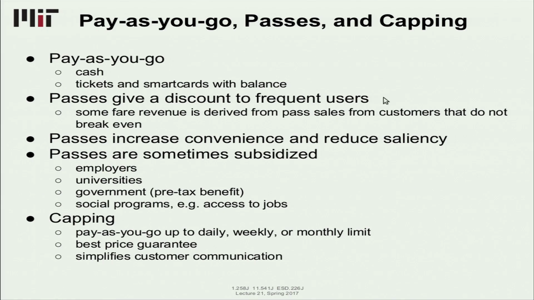Then there's passes. The idea of a pass is that you prepay for 3 days, for a week, sometimes for a day, sometimes for a month, at a fixed price. So you ride with zero marginal cost after paying that fixed price. If you ride frequently enough, then you break even, and anything beyond that is a free ride. It's interesting to note that because passes are convenient, some fare revenue is derived from pass sales for people that don't break even.